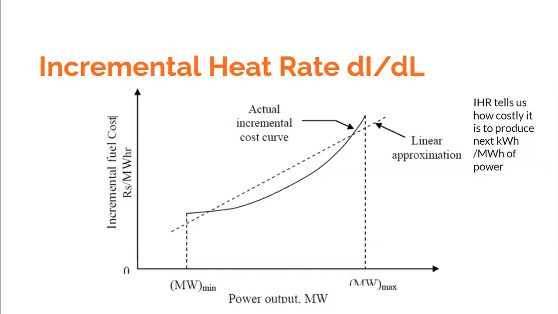The incremental fuel cost versus the power output is the curve which you would see, where a linear approximation is shown here, and the actual incremental cost curve is also seen. Please note that the incremental heat rate tells us how costly it is to produce the next unit. By unit we mean kWh, kilowatt hour of electricity, right? This is a very important concept when we are talking about economic scheduling. We would always aim for a lower cost for producing the next kWh by that power plant.